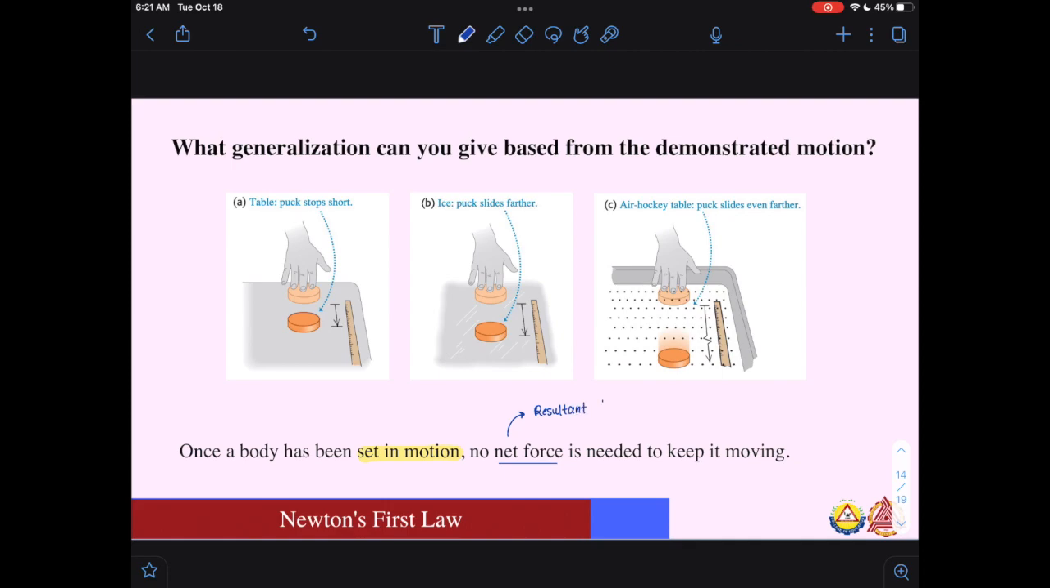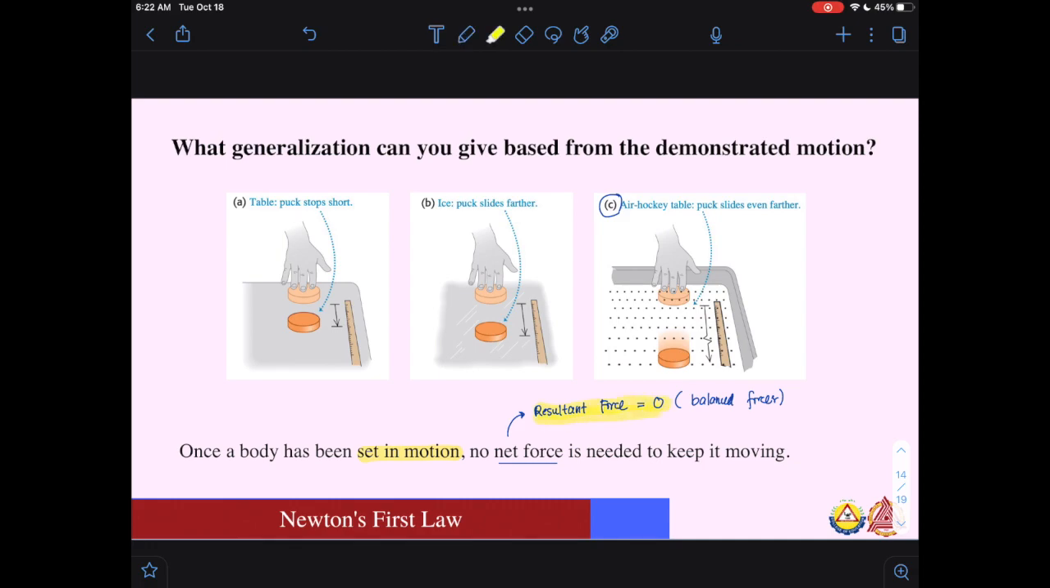So resultant force na siya. But pasabot unsa may other statement ani? Once a body has been set in motion, particularly in this case C, no resultant force is needed to keep it moving. Meaning, the resultant force can be equal to 0, or balance na ang forces nimo. So, once a body has been set in motion, no net force is needed to keep it moving. Meaning to say, no resultant force, meaning the resultant force could have a value of 0.